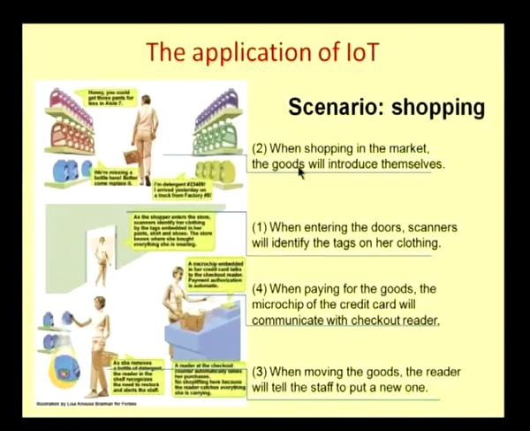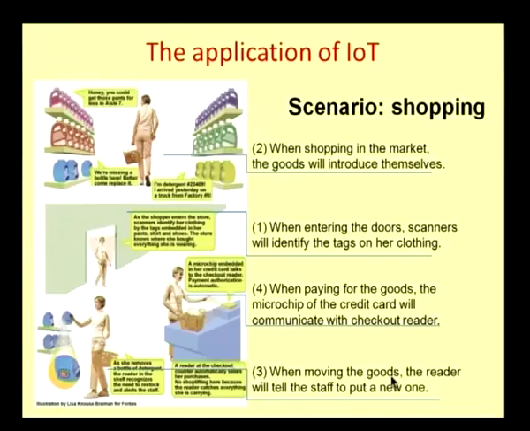This is one of the applications of IoT. We have considered scenario of shopping. See, the first one is when entering the doors, scanners will identify the tags on the user's clothing. When shopping in the market, the goods will introduce themselves. You can have the audio video files played so that you can know what are the features of that particular product, what is the cost of the product, what are the specifications, everything will be self explanatory. You need not ask anyone to explain all those things.